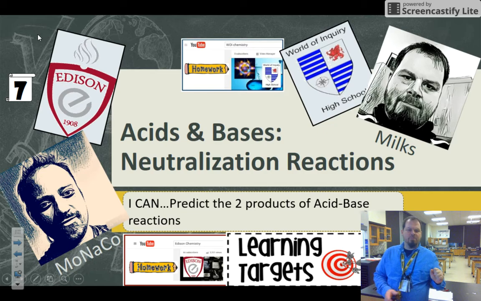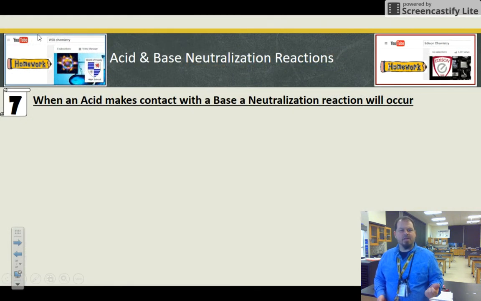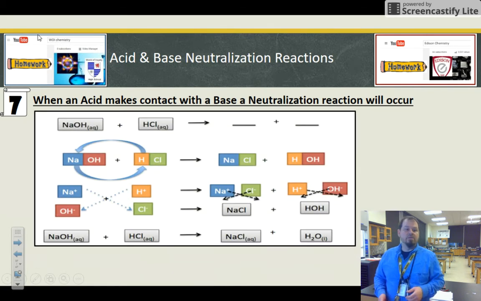You will be able to predict the two products of an acid-base reaction. This is a neutralization reaction. I take an acid and a base. I'm always going to make two things. So this is just a pictogram to show you what's going on. It's a double replacement reaction.